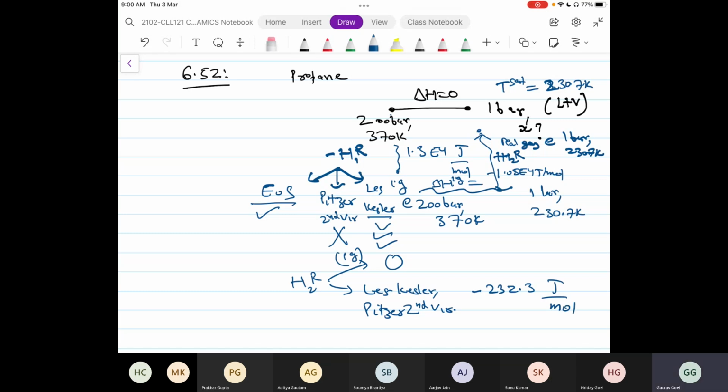So even though it seems it is not 0, but can you comment, is this value large or small? H2R I have obtained, it is clearly not 0. I was expecting it to be small. So is it small or is it not small?